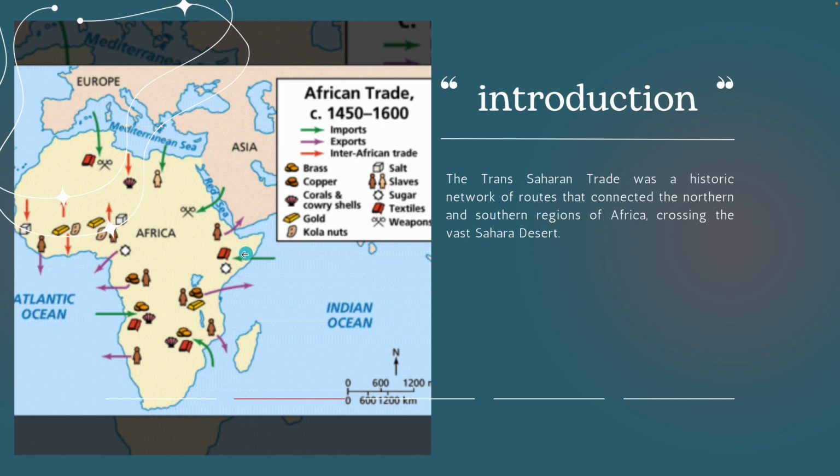Yes, Somalia is actually in there. And that's the Horn of Africa, okay? That's the Horn of Africa, okay? The Horn. Yes, because it looks like a horn.